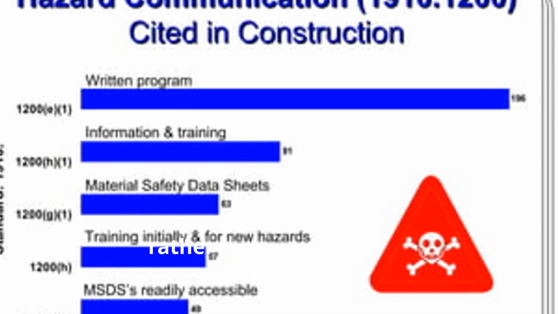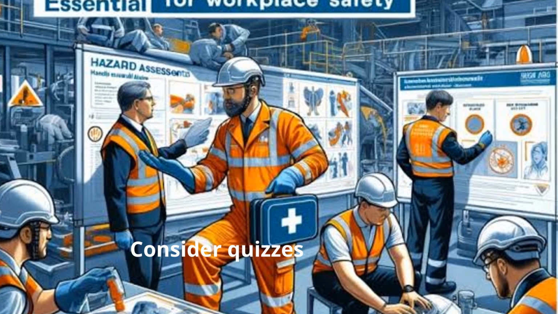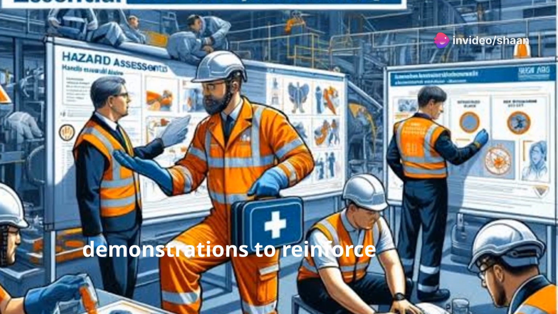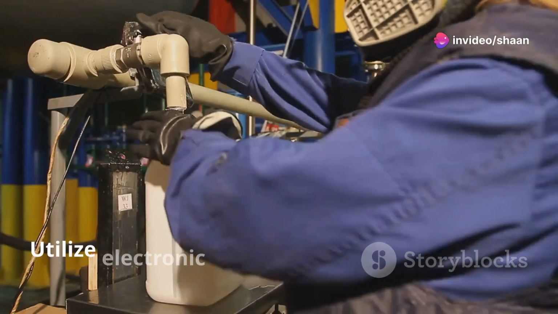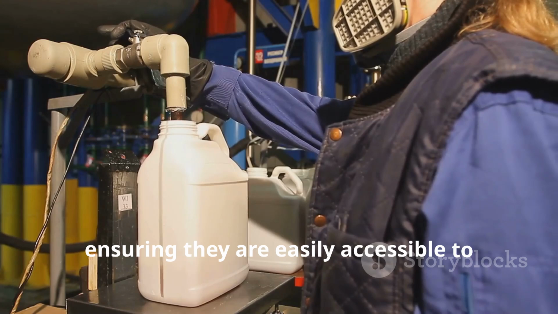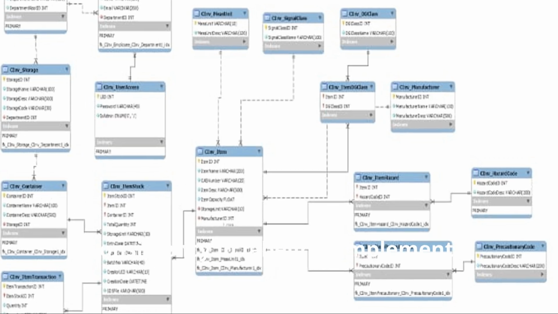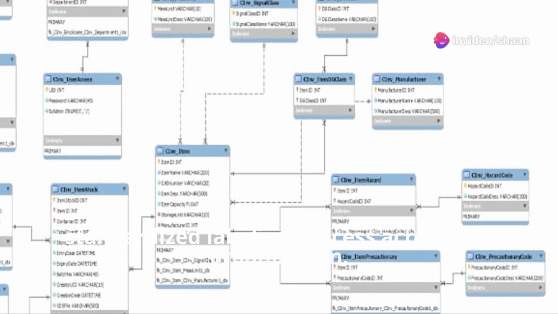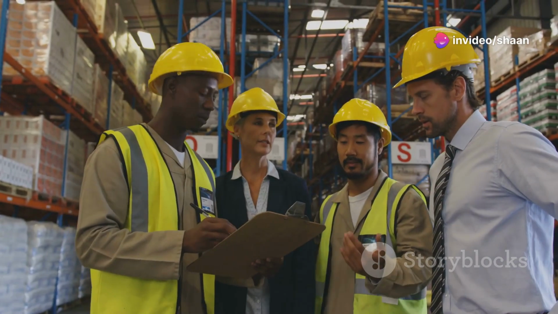Ensuring employee understanding. Interactive training sessions rather than just lectures can enhance understanding. Consider quizzes or practical demonstrations to reinforce learning. Maintaining accessibility of SDS. Utilize electronic systems for SDS management, ensuring they are easily accessible to all employees at all times. Consistency in labeling. Implement a standardized labeling process across the organization. Regular audits can help maintain compliance.